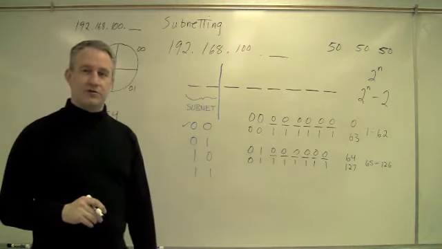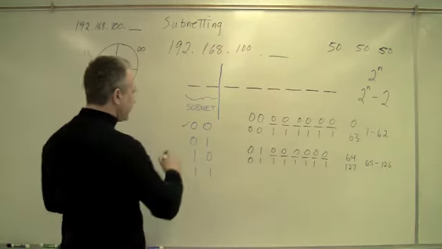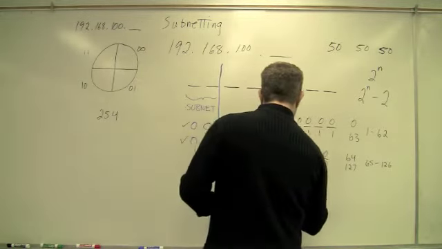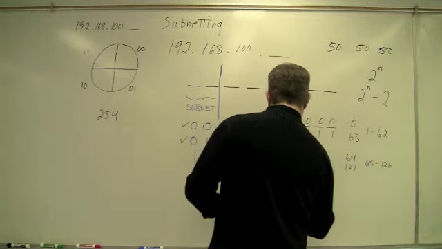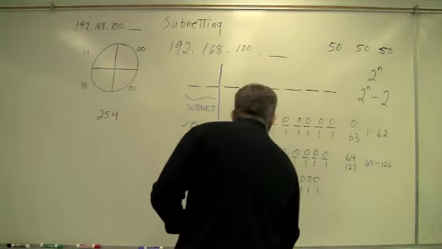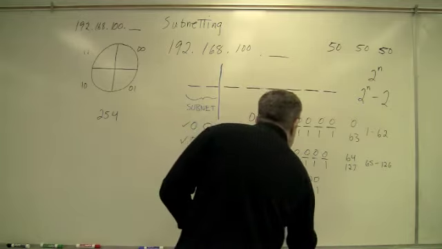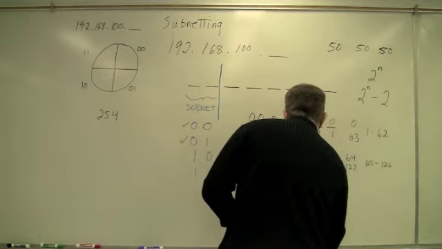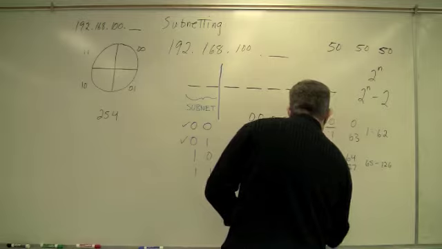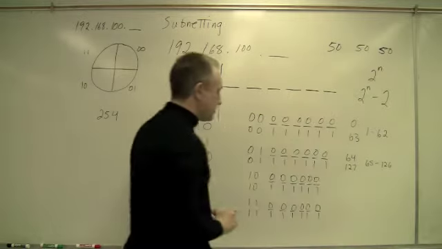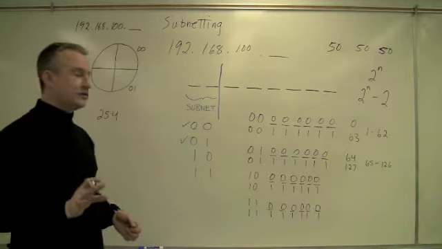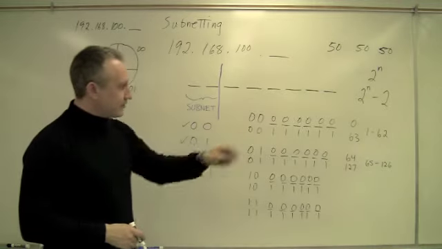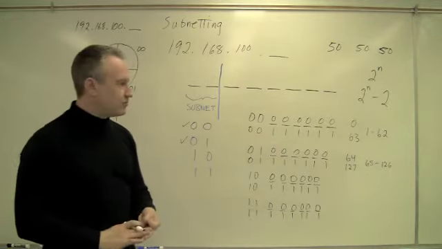That takes care of subnetwork number 2. And I can continue doing that for the other 2. So 10 and 11. There we go. And again, I just convert 8 bits into decimal. That gives me my network address, my broadcast address, and my usable range.